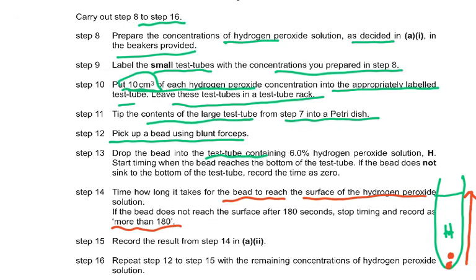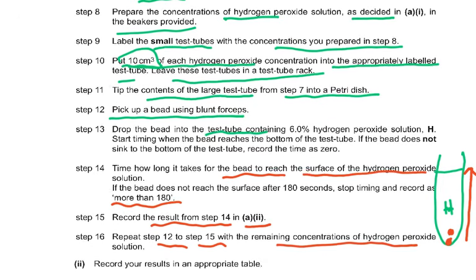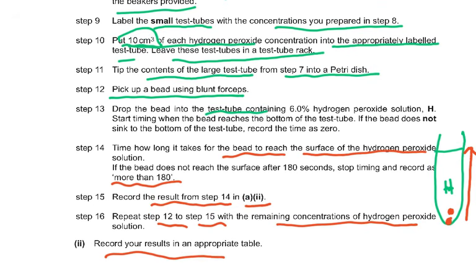So that means you've got to only see it for 3 minutes, 180 seconds. Record the results for step 14 in A3. Repeat step 12 to step 15 with the remaining concentrations of hydrogen peroxide solution. Record your results in an appropriate table.